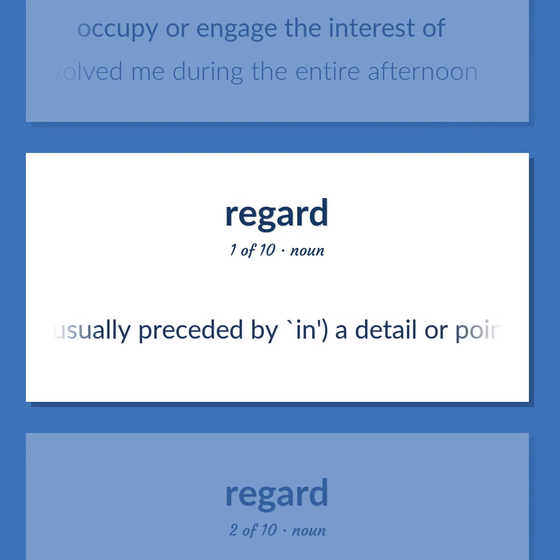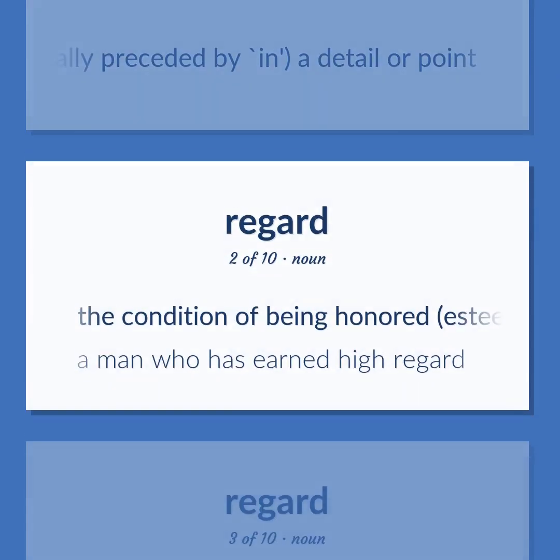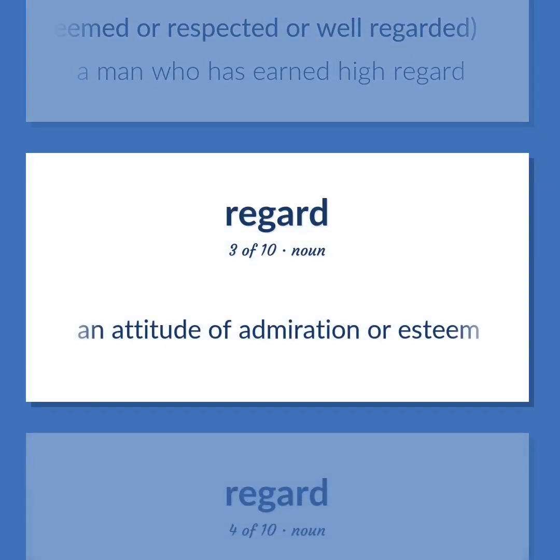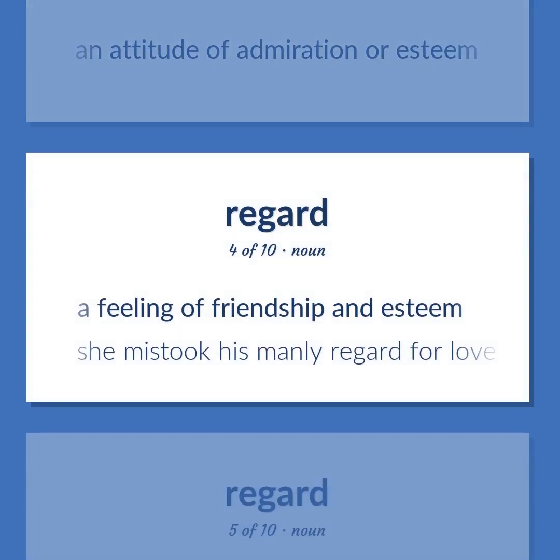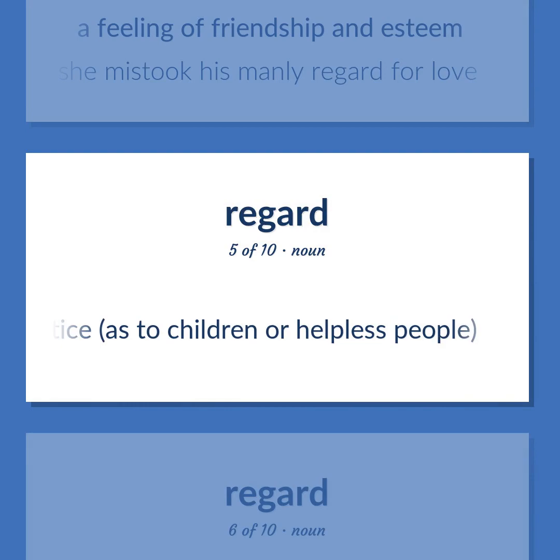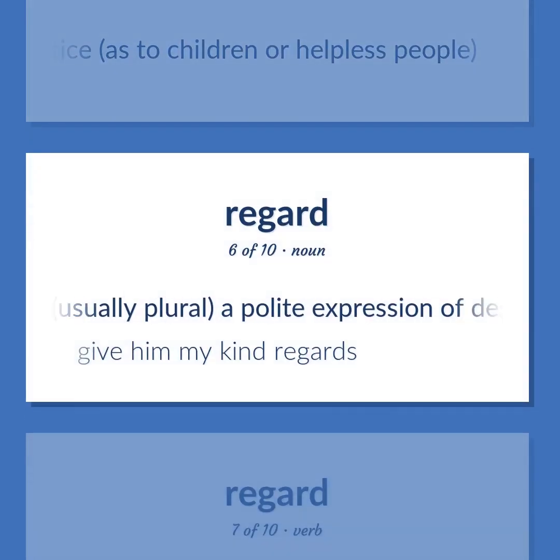Usually preceded by "in": a detail or point. The condition of being honored, esteemed or respected or well regarded. A man who has earned high regard. An attitude of admiration or esteem. A feeling of friendship and esteem. She mistook his manly regard for love. Paying particular notice, as to children or helpless people. Usually plural: a polite expression of desire for someone's welfare. Give him my kind regards.